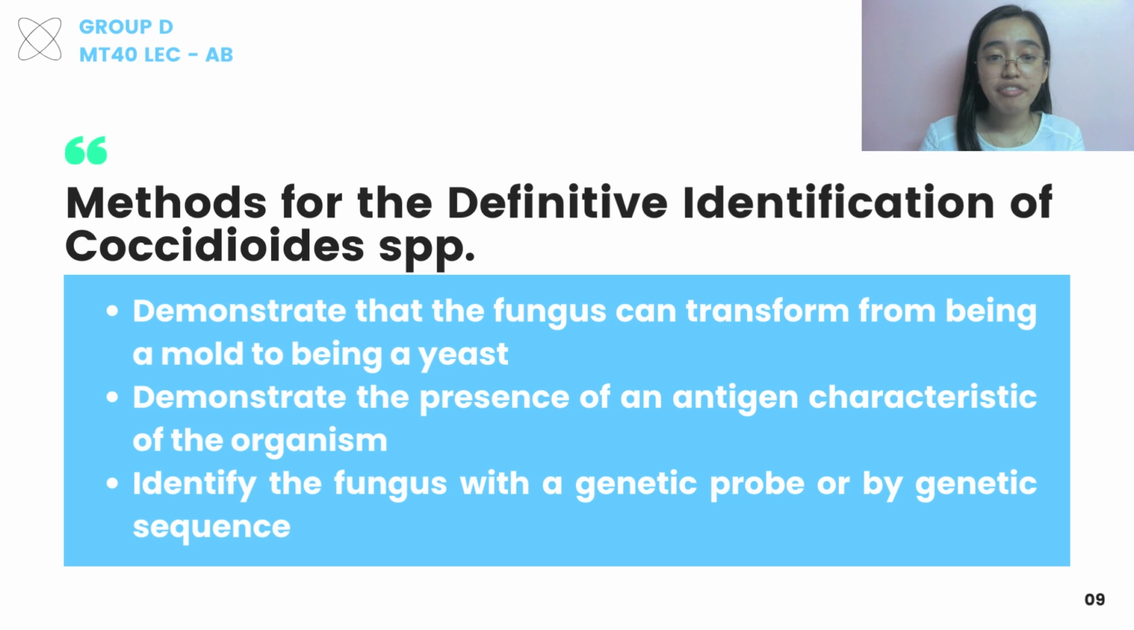Next, in order to definitively identify the species as thermally dimorphic fungi, there is the need to perform the following: demonstrate that the fungus can transform from being a mold to being a yeast, demonstrate the presence of an antigen characteristic of the organism, and identify the fungus with a genetic probe or by genetic sequence.